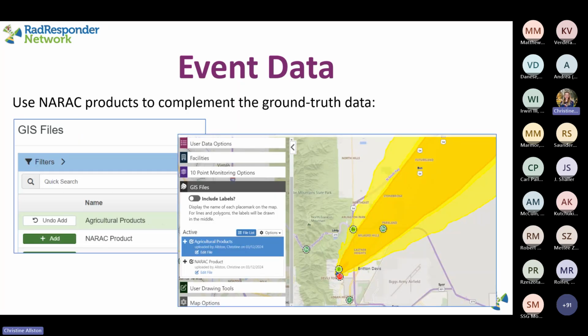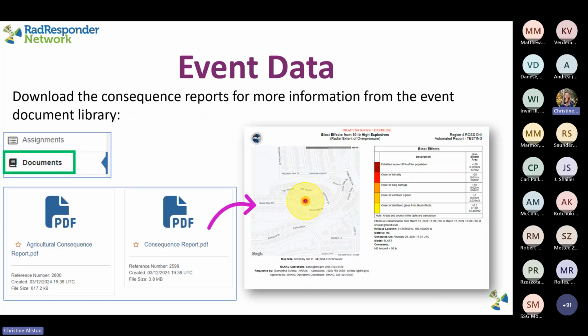Now, these layers are going to be very useful to see visually. However, to download those consequence reports that give more information on what those layers are telling you, you'll go into your event document library and you have two PDF products available for you, the agricultural consequence report and again, just the general consequence report.